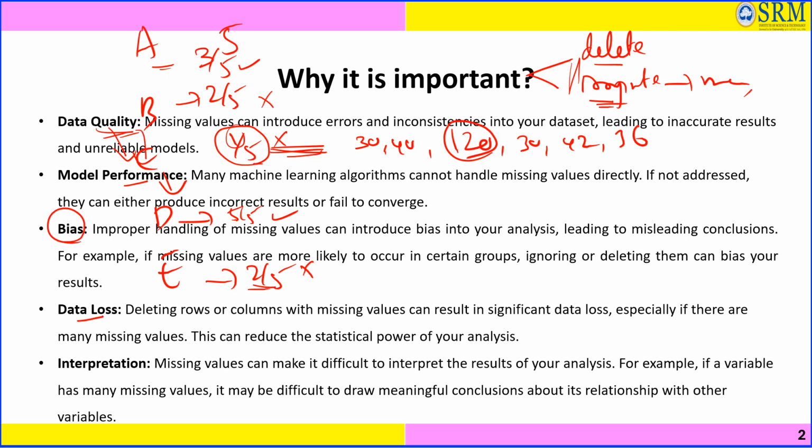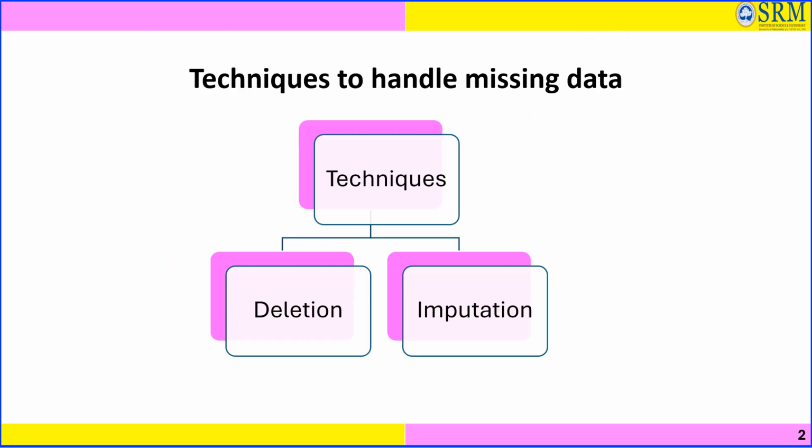So in order to handle missing values, one procedure is deletion. While you delete the rows or columns, some important data may be missed. So you have significant data loss. And finally, the interpretation. Missing values can make it difficult to interpret the result of your analysis. So these are the problems. That is why it has to be handled properly. It is very, very important to handle missing values.